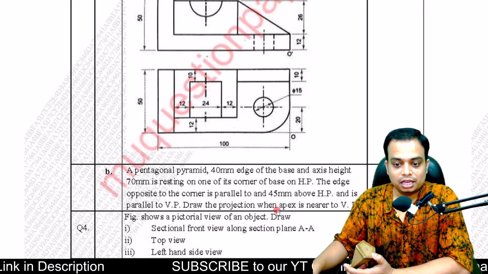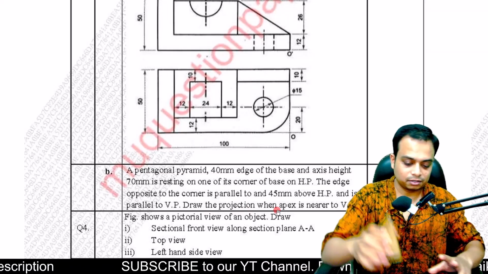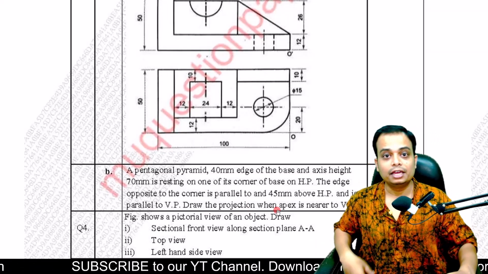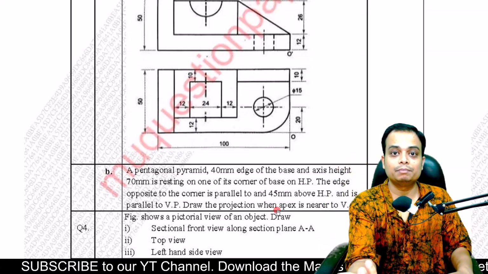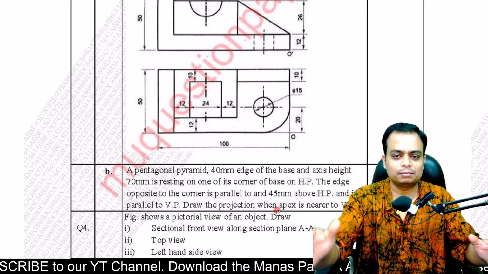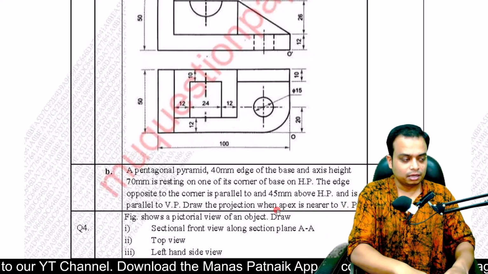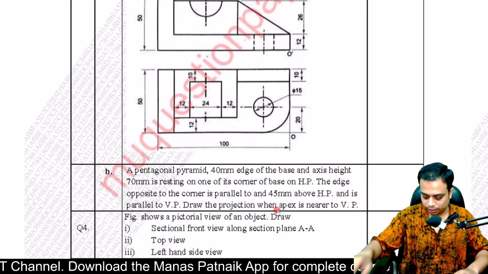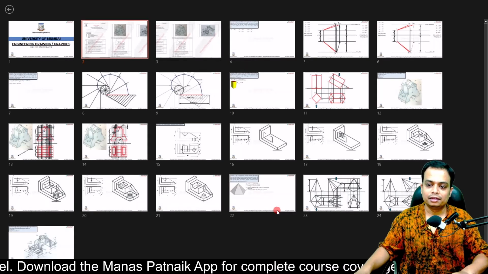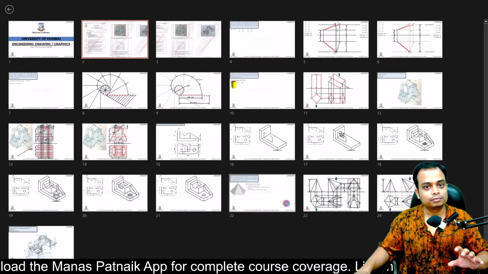Draw the projection when the apex is nearer to the VP. So many things are there. Now the apex also happens to be nearer to the VP. There are so many conditions given in the question, but still we can crack it. Don't worry. Let me take you to the solution, and here we go.